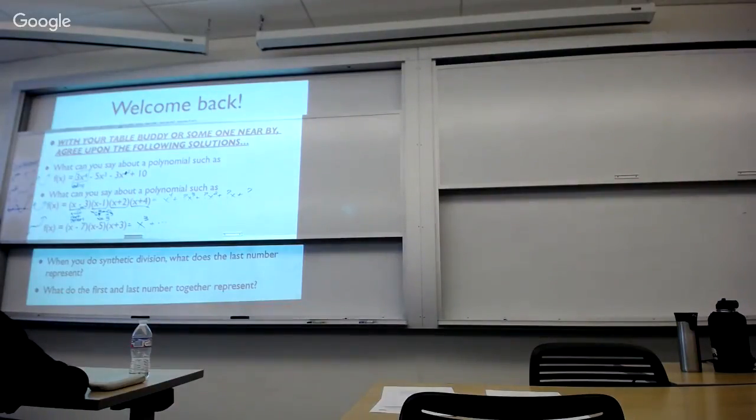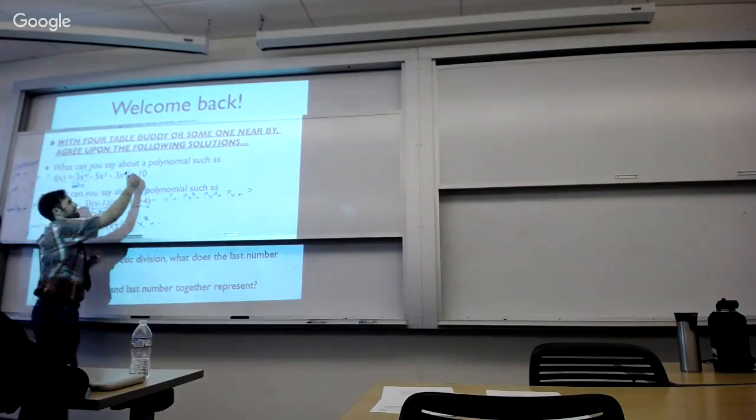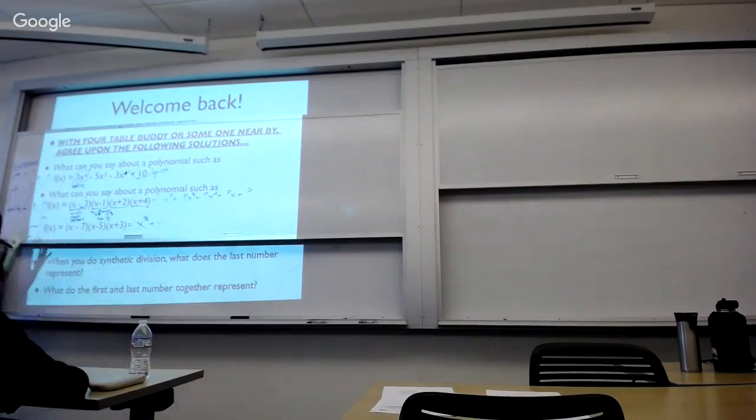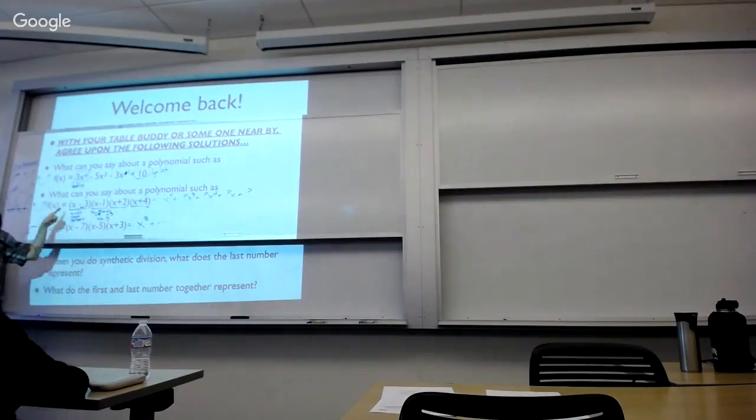Who can tell me the y-intercept? Well, let me go back up to here. What's the y-intercept of this function? Yeah, it's just 10. The last constant term is always the y-intercept. So this is important that you memorize this, that each binomial factor is an x-intercept, whereas the last number is the y-intercept. So what's the y-intercept of this?